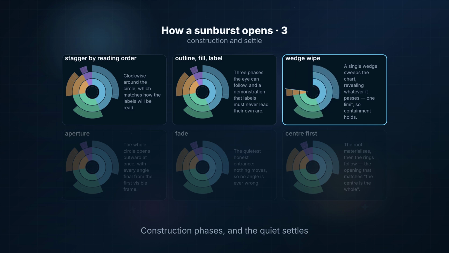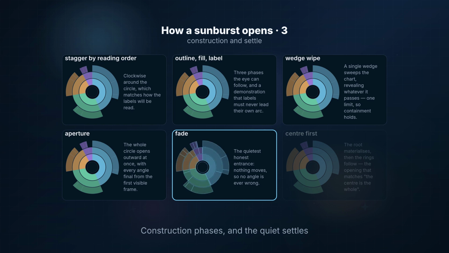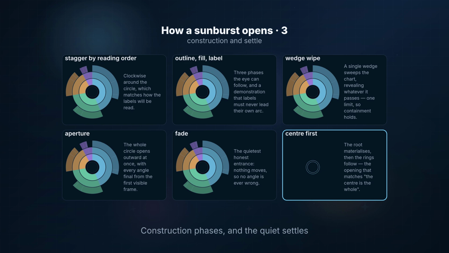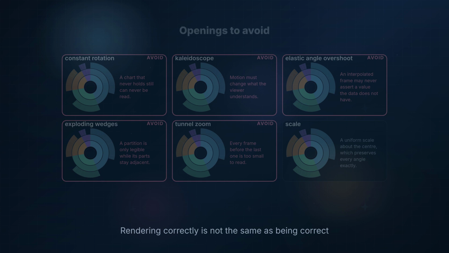The wedge wipe and the aperture both work because each moves exactly one limit, one angle, or one radius applied to every arc at once. A single shared limit cannot put a child past a parent that was clipped to the same limit, so containment holds by construction rather than by luck. The quiet ones matter too. A fade says nothing about structure, which is sometimes exactly right, and it is the fallback every other preset settles into. Every one of these renders perfectly, which is the problem.